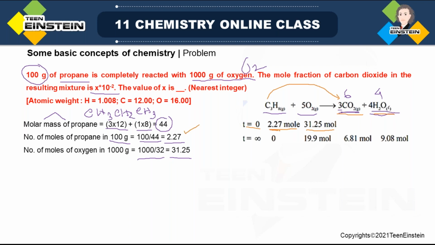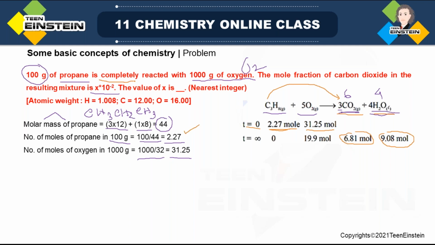So 2.27, if you multiply it with 3, you will get 6.81 moles of CO2. If you multiply 2.27 with 4, you will get 9.08 moles of water. So now you know the number of moles of CO2 produced and water produced, because it is a complete reaction. It is already mentioned in the question, complete reaction. So 2.27 moles of C3H8 will completely react.